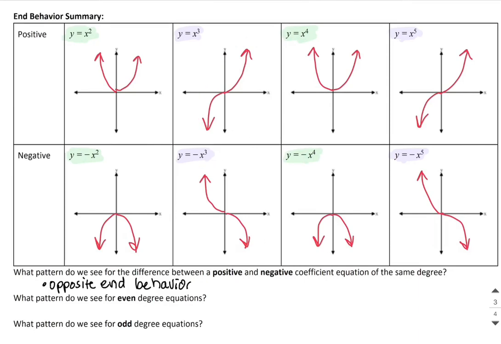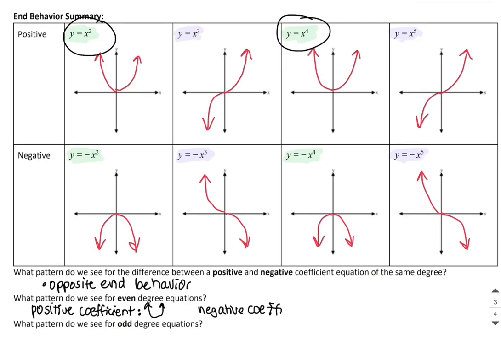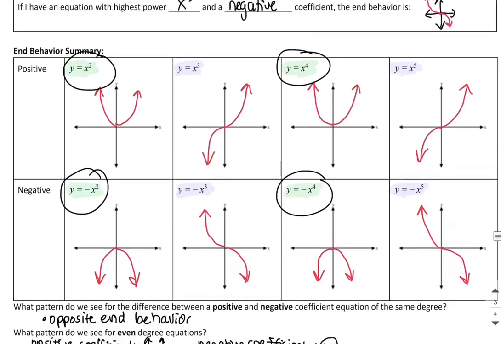Right? Okay. And then what pattern do we see for even degree equations? When we have even degree equations, it's different if I have a negative coefficient or not. So if I have a positive coefficient, the shape looks like this. And if I have a negative coefficient for the even powers, the shape looks like this.